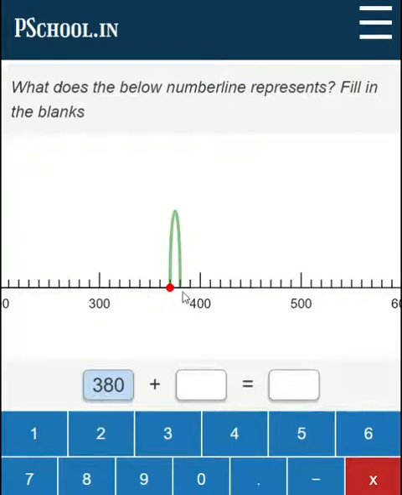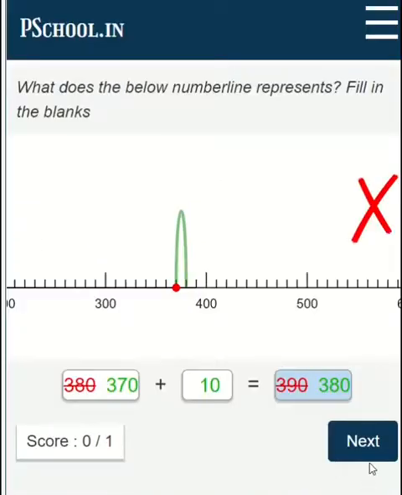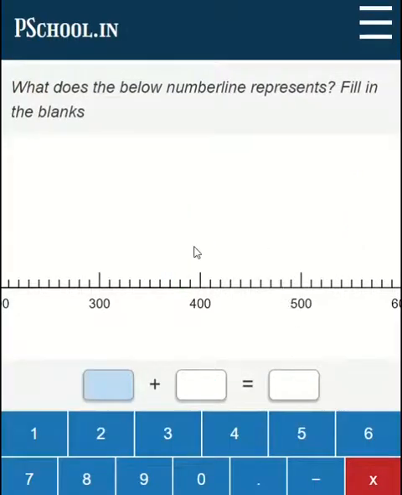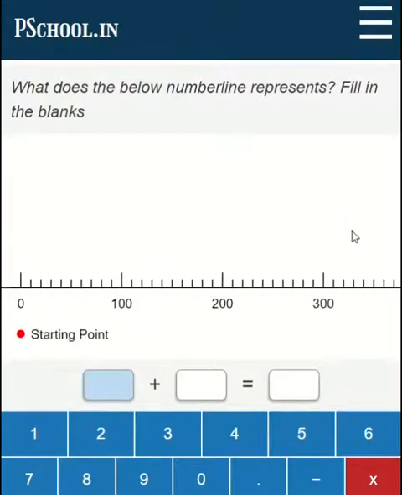So we need to add 10 here and we will get 390. Oops, we made a mistake. It is 370 plus 10. Let's move to the next problem.